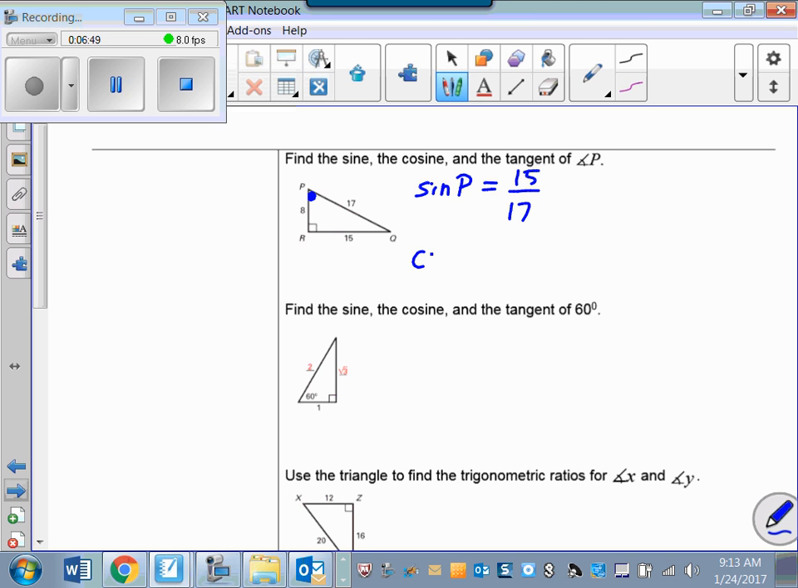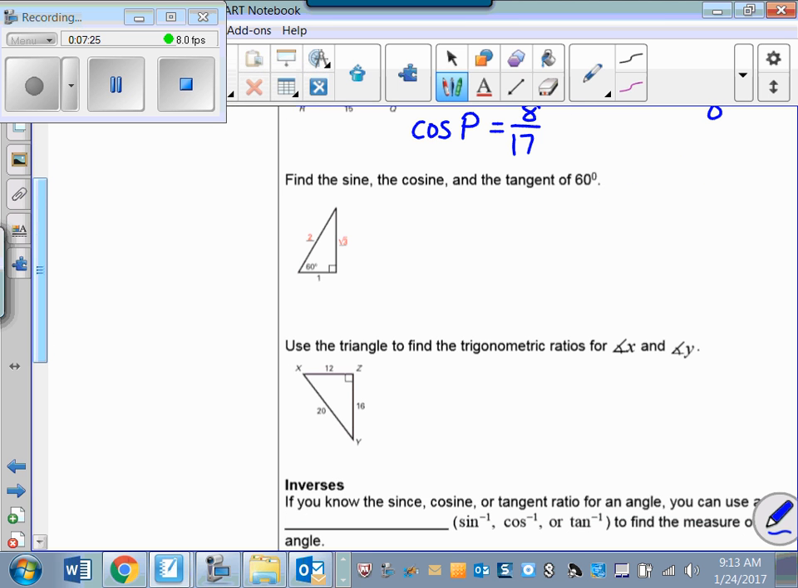All right, let's do the cosine. Cosine of P, what's the side adjacent P? It's 8. I mean, the hypotenuse is adjacent to P too, but the hypotenuse is always the hypotenuse. We don't use it as the adjacent side. So side adjacent over hypotenuse is 8/17, and then the tangent of P is going to be side opposite over side adjacent, so that's going to be 15/8. And that's all there is to finding your trig ratios.